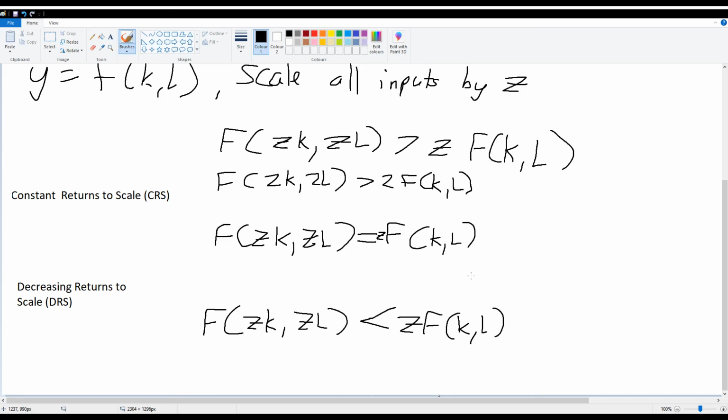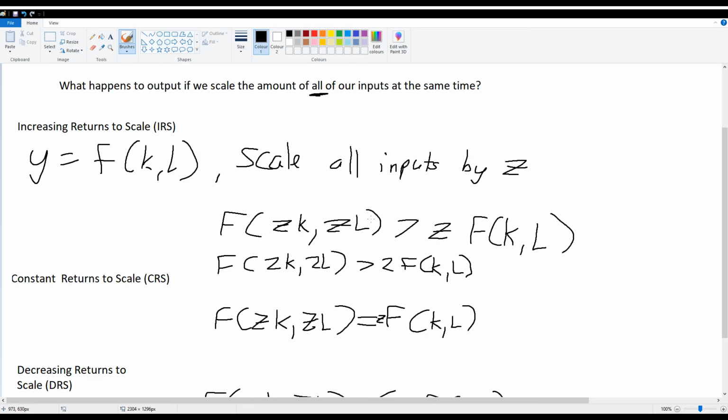Okay, so that's kind of it. I'll keep it short. Just remember, this is a generalizable principle. It's not just limited to this production function. It's not just limited to capital and labor. You could have anything here. Capital and labor is just a common go-to example.